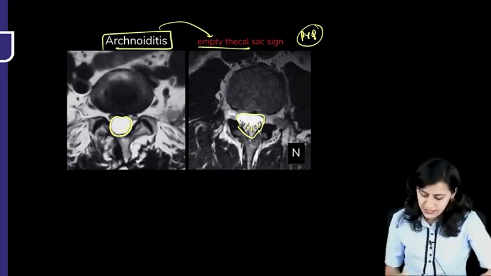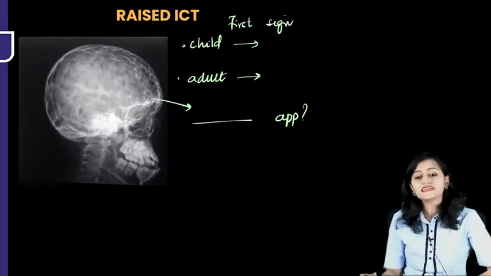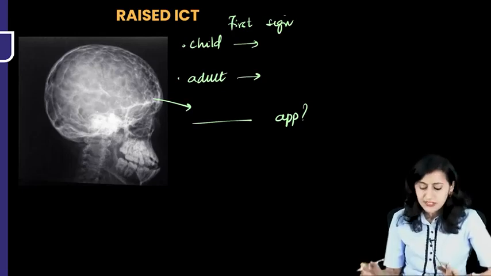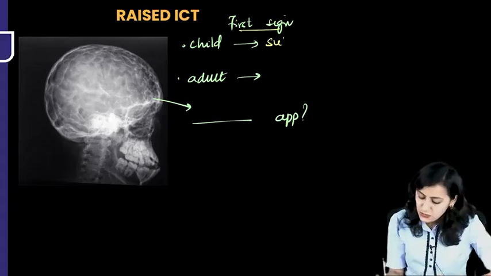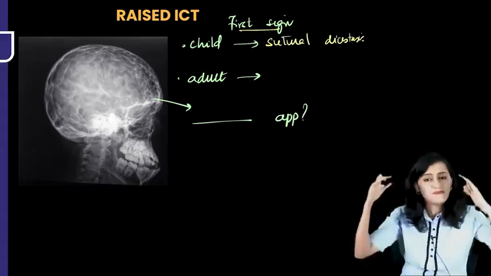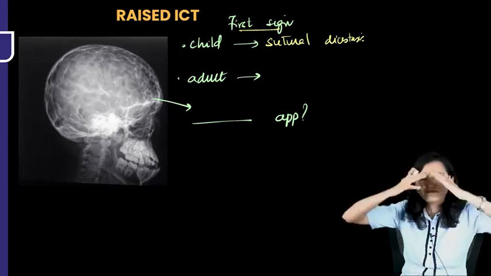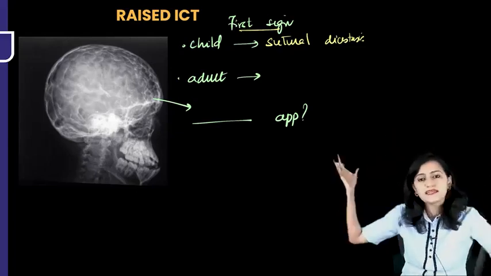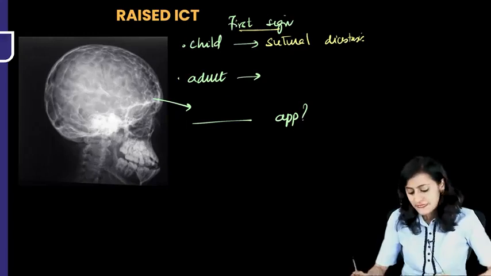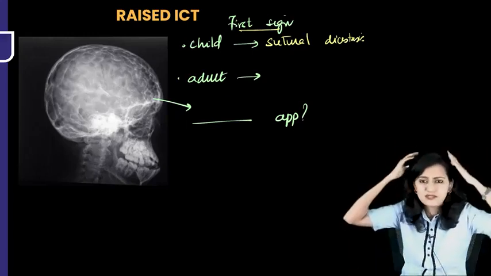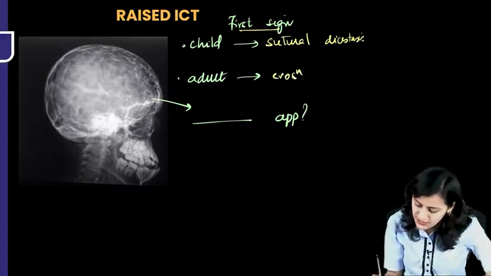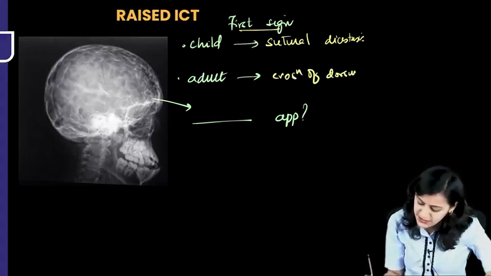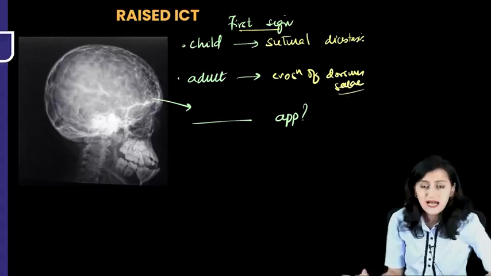Okay, that is arachnoiditis. What do you see in raised ICT? So in raised ICT, in a child, the first sign is sutural diastasis. We are talking about the radiological sign. In a child, the sutures are open, so the pressure will vent out and it will cause sutural diastasis. In an adult, the sutures are closed, so not sutural diastasis, but it is the erosion of the dorsum sellae or the clinoid process. So that is what we see in an adult.